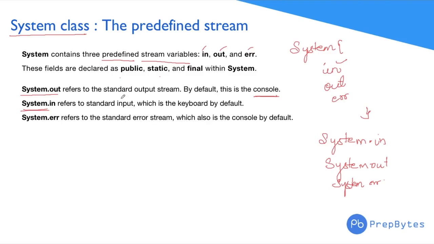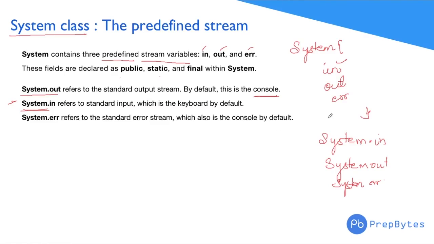System.in refers to the standard input, which is by default the keyboard. Again, we will see how to use all of these in our code. If you are using System.in to take input from the user, by default it takes the keyboard as the input device. So whatever the user inputs on the keyboard is taken by System.in. The last one is System.err, which refers to the standard error stream, which is also the console by default.